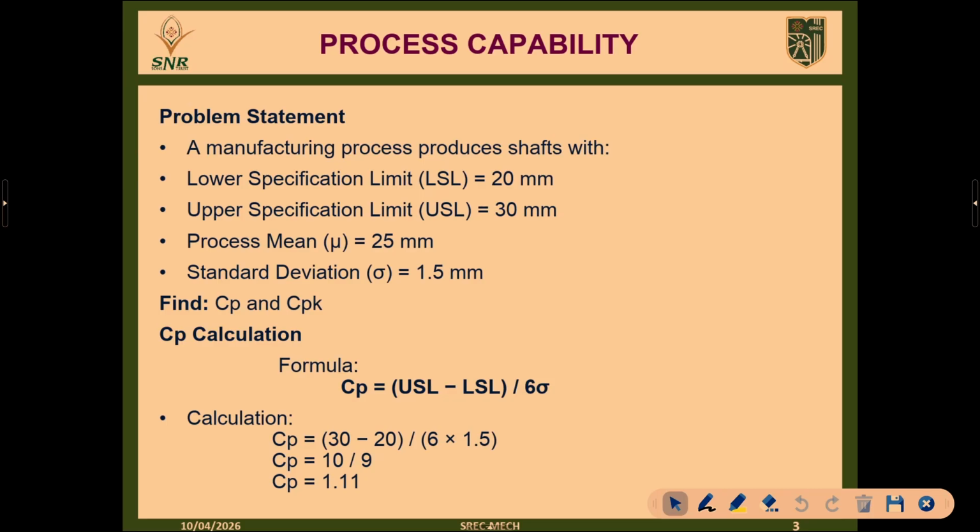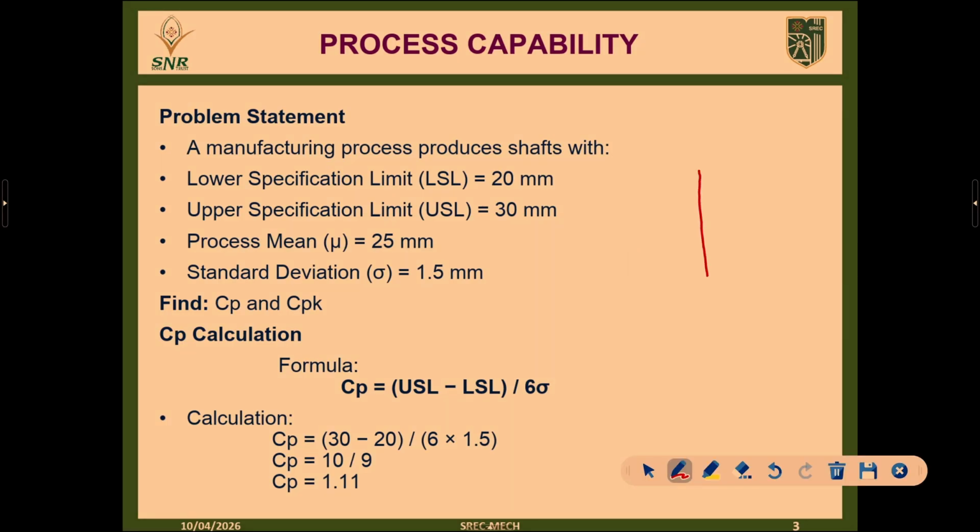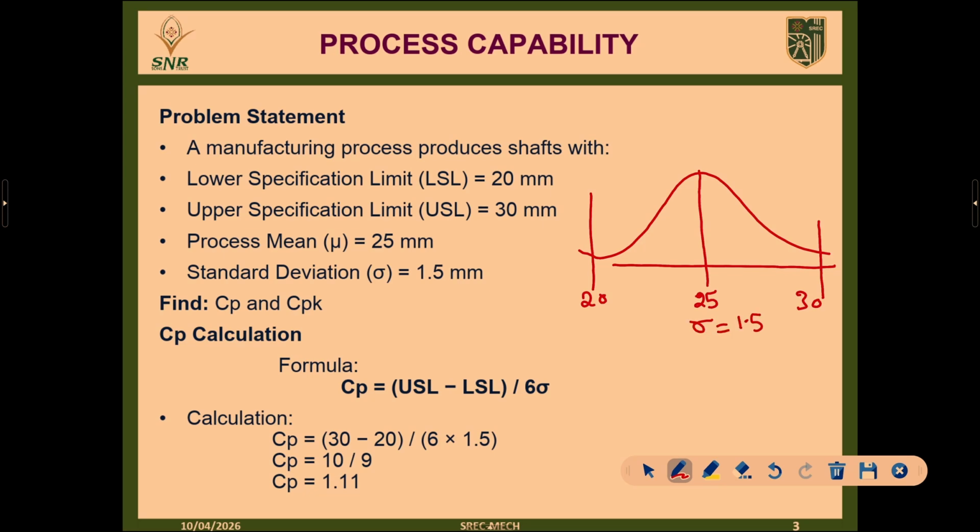For example, a manufacturing process produces a shaft, lower specification is 20 millimeter, upper specification is 30 millimeter, process mean is 25 millimeter, standard deviation is 1.5 millimeter. So when we represent it in the graph, the process mean is 25 millimeter and the upper specification limit is 30 millimeter, lower specification limit is 20 millimeter. The standard deviation is 1.5 millimeter.